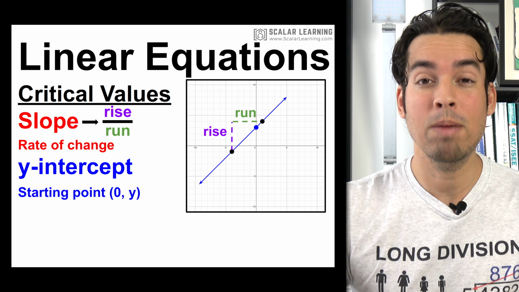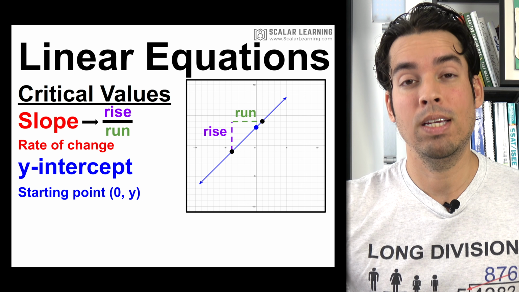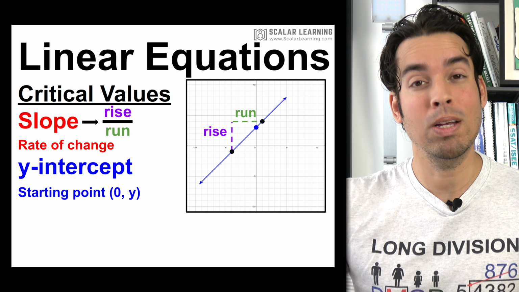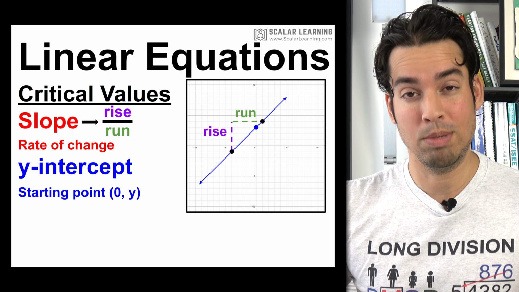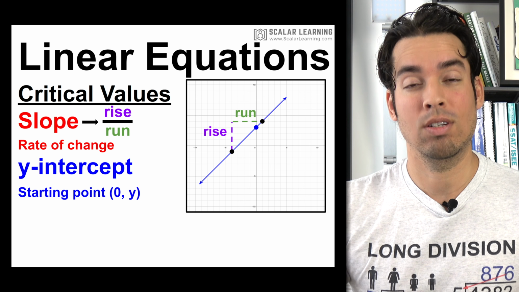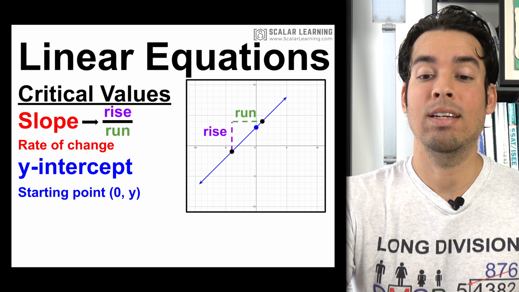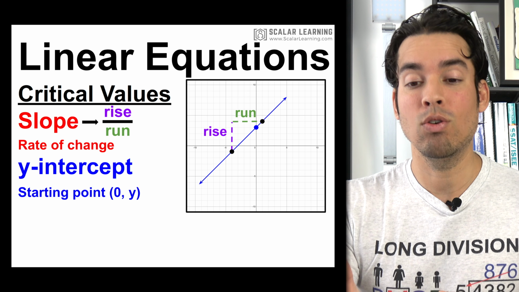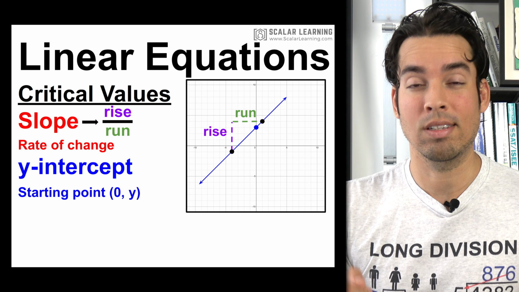If we think about a gym membership where we have a fee that you pay to sign up and then a monthly fee, the monthly fee would likely be the slope, and the initial payment, the one-time fee, is going to be the y-intercept. And again, you can see that the x value of the y-intercept is always 0.